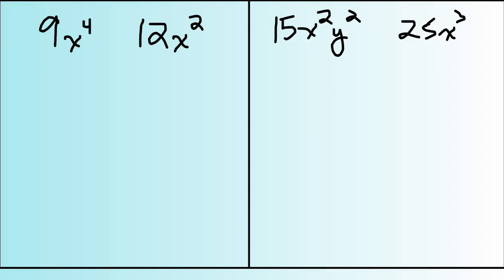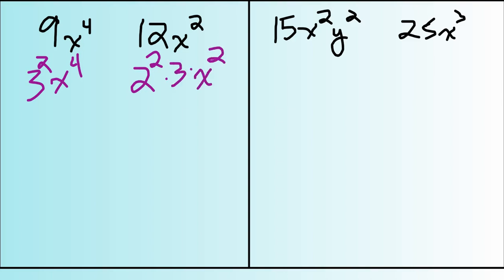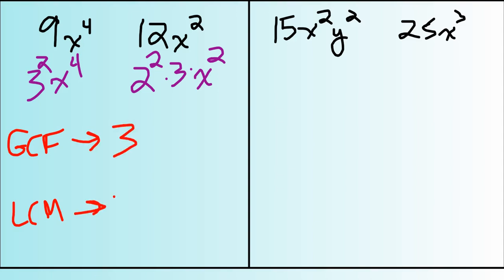So the prime factorization for 9x to the fourth is 3 squared x to the fourth. For 12x squared, it is 2 squared times 3 times x squared. I'm not going to spend a whole lot of time on the numbers because we've seen that before, and if you need a little bit more review on that, you can go back to the other lessons. The GCF of the numerical part is 3. The LCM of the numerical part is 2 squared times 3 squared.